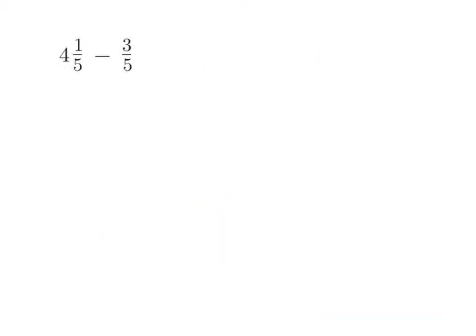For this one, we have 4 1/5 minus 3/5. How many kinds of units do we have? 2. We have 4 whats? 4 ones. And then we have, what's our other kind of unit? Fifths. We have 1/5 minus 3/5. Now, if we do 1/5 minus 3/5, we're going to end up with a negative number, right? Because 3/5 is more than 1/5. So that means that we need to regroup.